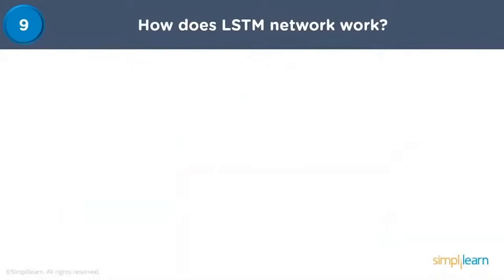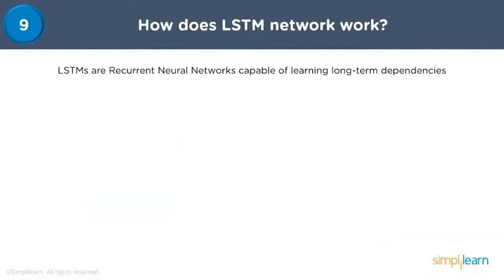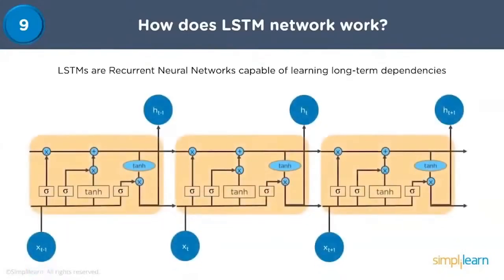Moving ahead, the 9th question in our list is, how does LSTM network work? So long short-term memory networks are a type of recurrent neural networks that are capable of learning order dependence in sequence prediction problems. So remembering information for long periods of time is practically their default behavior. Now LSTMs also have this chain-like structure which you can see here, but the repeating module has a different structure. So instead of having a single neural network layer, there are 4 interacting in a very special way.